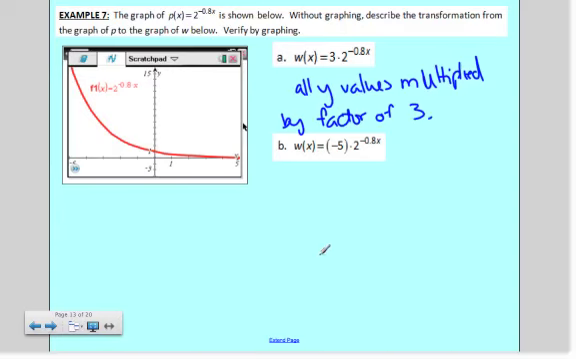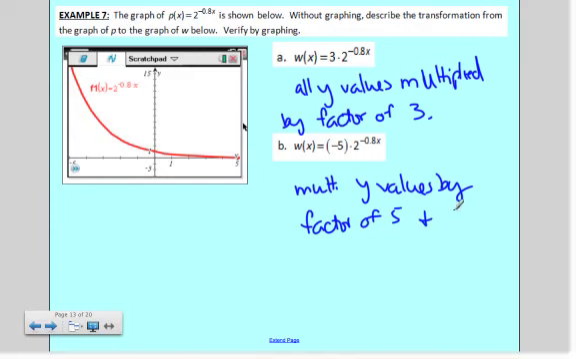Now, letter B, what's that going to do? Well, we have a coefficient of -5. And so it's going to multiply the y values by a factor of 5 and reflect it across the x-axis. Now, this is a case where, remember how we said usually your basic graph has the point (0, 1) as your y-intercept?